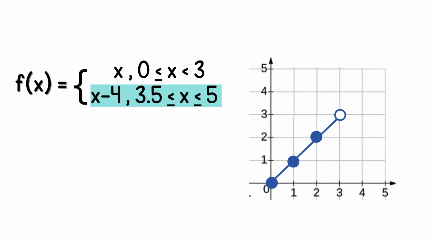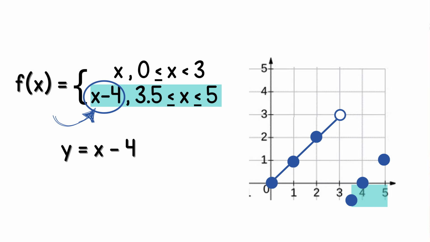Now let's look at our second rule. It says that our function will be x minus 4 for x values between 3.5 and 5. So we're only concerned with this section of the x-axis on our graph. The function says that it will be x minus 4, so to find y, we'll just take the x value we have and subtract 4. If we have 3.5 and we subtract 4, we'll have negative 0.5. If we plug 4 in, we'll get 0 for y. And if we plug 5 in, we'll get 1 for y.